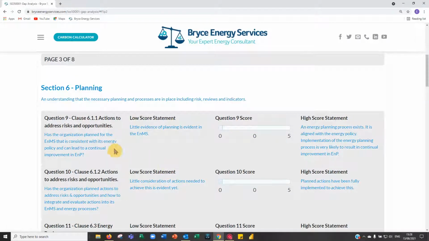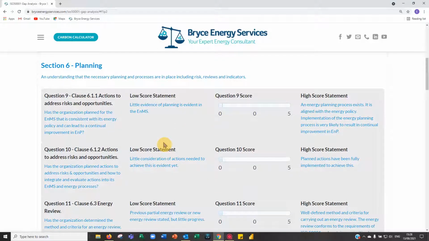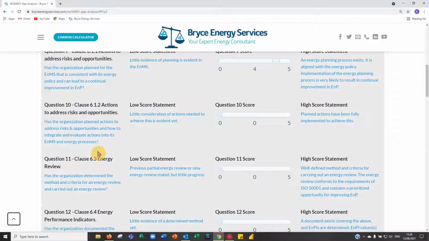Planning, and understanding that the necessary planning and processes are in place, including risk, reviews, and indicators. So there's quite a bit to planning. Risks and opportunities register, very important for all ISO standards. Question 9, question 10, again continuing risks and opportunities and how to evaluate actions.